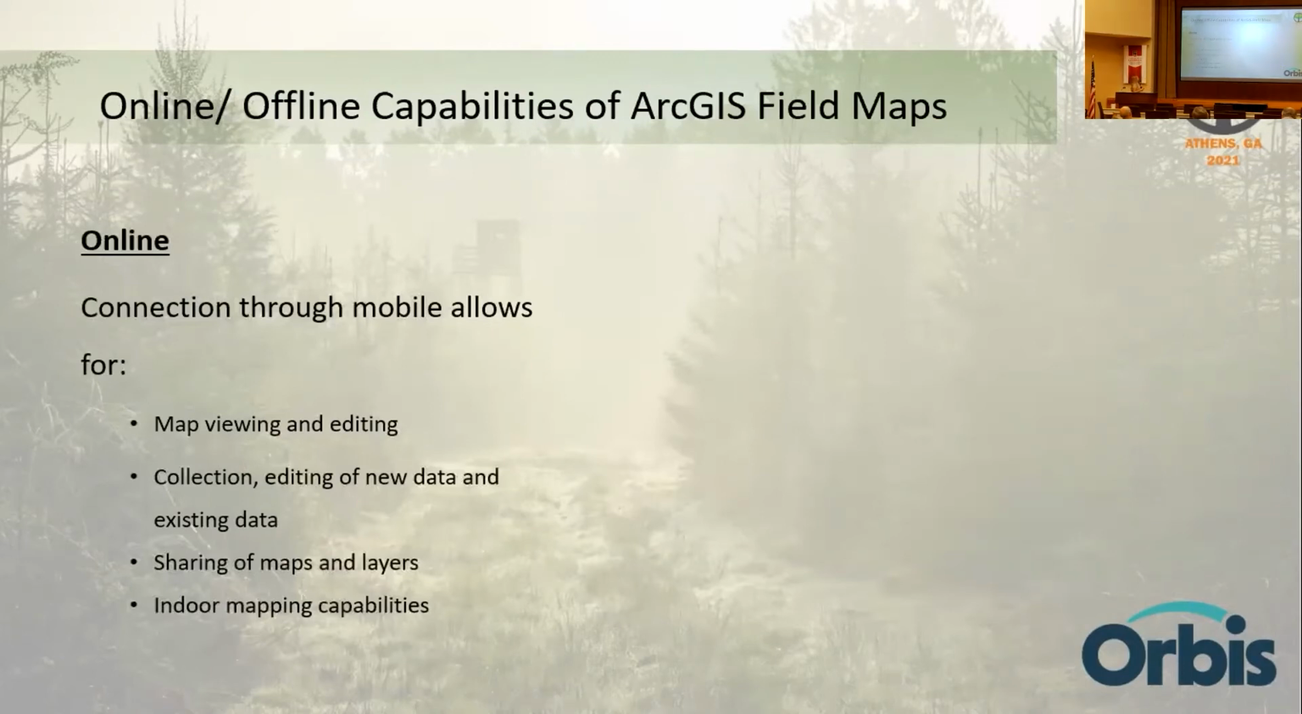All right, I'm going to run through the online and offline capabilities a little bit. The online capabilities are literally just what I was talking about. You can view your maps, anything that you create, you can collect data, you can edit existing data, share your map layers to people back at the office or other organizations, which is really cool. And there's some indoor mapping capabilities. I didn't dive super into that, but basically, again, you set up where you want to be in the field, and you can see building footprints and map out all of that within your building. It's pretty cool.